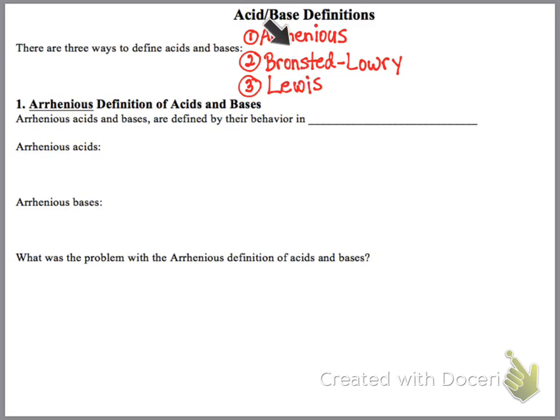The Arrhenius definition came first, and then there were some problems with it, so they had to redefine acids and bases, and then that also had some problems, and so the Lewis acid and base definition came about. So Arrhenius acids and bases, these are the ones that we think about as typical acids and bases.